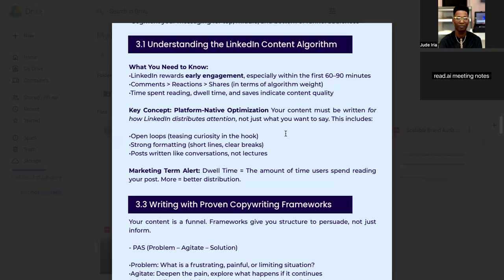When they see your post, scrolling past, are they going to see something that interests them and something that can definitely hook them? That is what you want to look for.